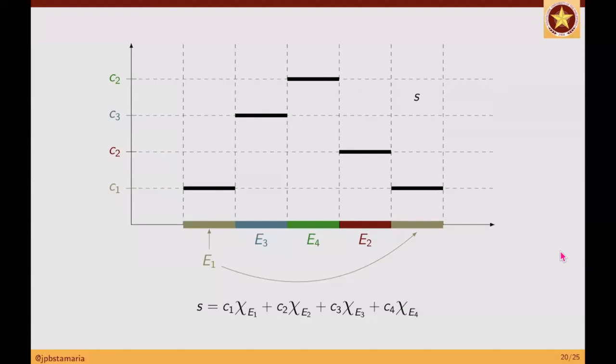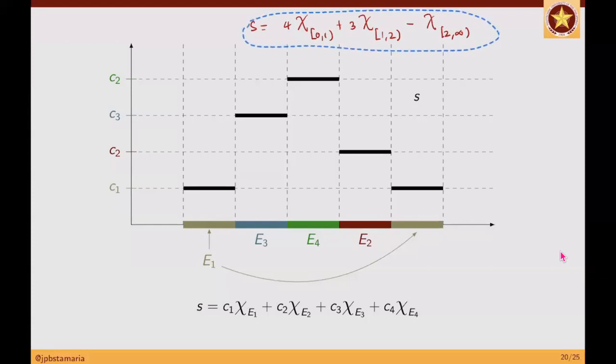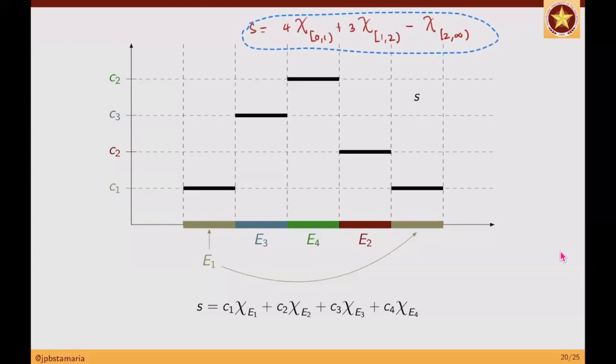So pag sinulat na halimbawa 4 kay 01 plus 3 kay, kailangan disjoint itong mga sets na ito. 1, 2 minus kay 2 infinity. What does this mean? Pag nakita nyo ito na sinulat ko, punta nga tayo sa Scratch.